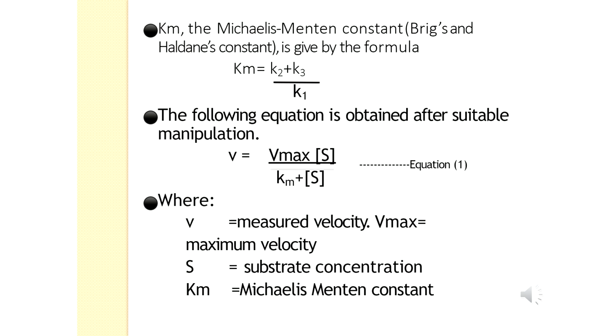For enzyme kinetic study, we have to calculate the Km value. Km means the Michaelis-Menten constant, also known as the Briggs-Haldane constant, and is given by the formula Km is equal to K2 plus K3 divided by K1. The following equation is obtained after suitable manipulation: V is equal to Vmax times S divided by Km plus S. That is the first equation. Here V is the measured velocity, Vmax is the maximum velocity, S is the substrate concentration, and Km is the Michaelis-Menten constant.